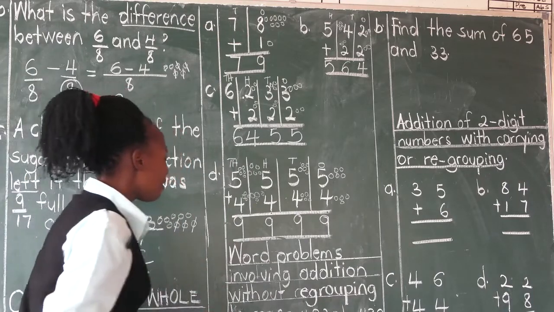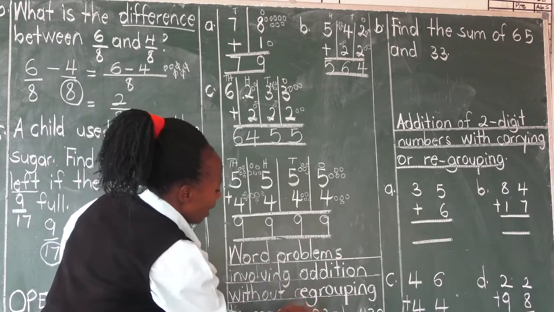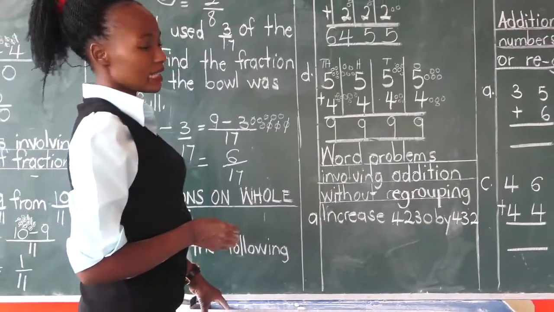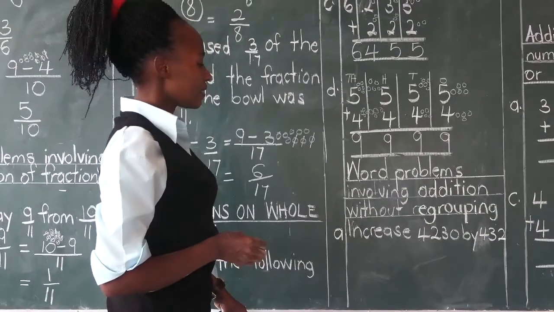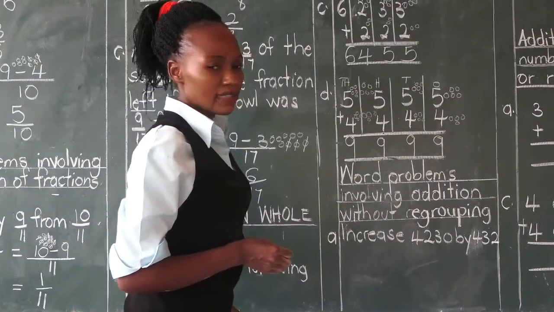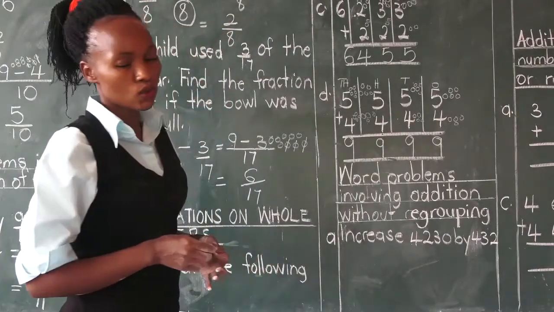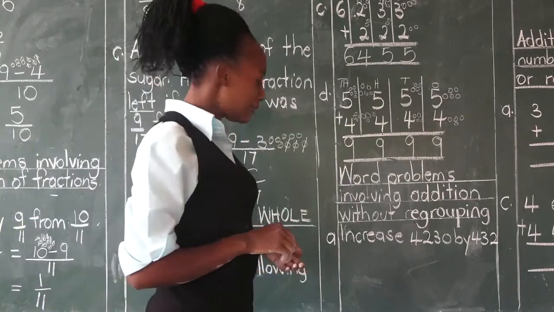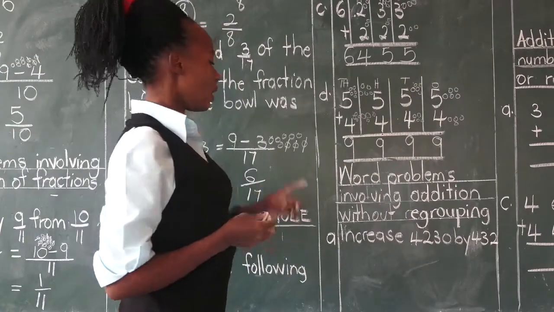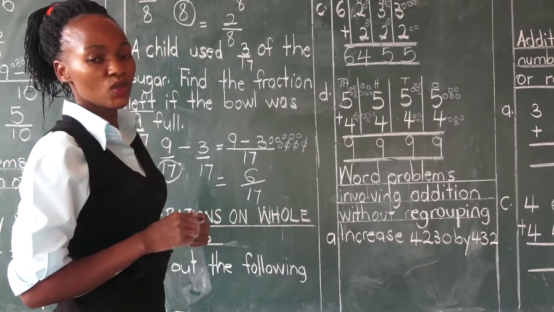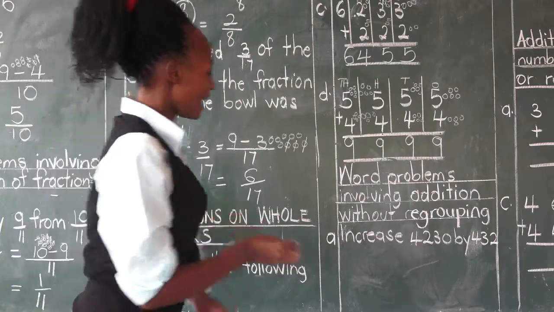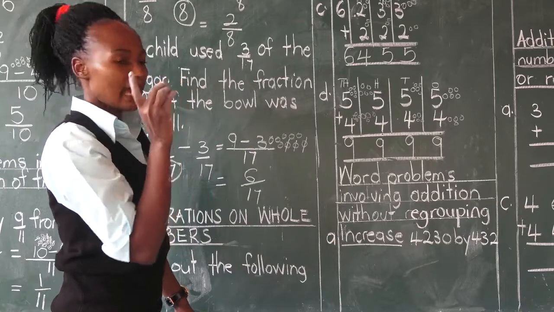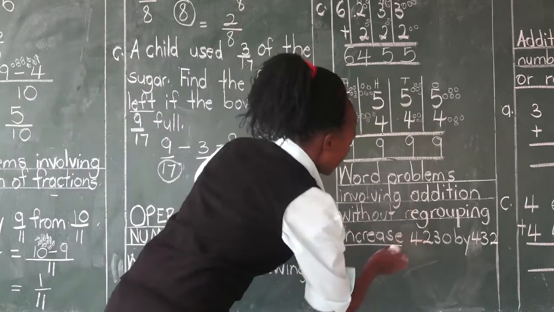Part A, we have increase 4,230 by 432. Before that, can you show me the keyword? What is our keyword? The word which is going to direct us or guide us. Alright, it is increase. And what does that increase mean? Add.